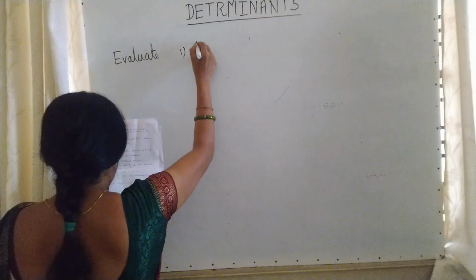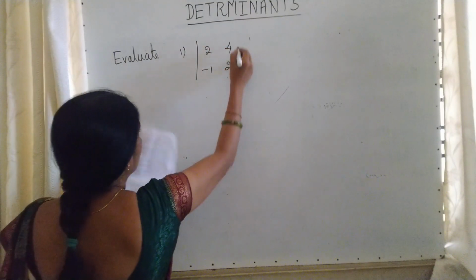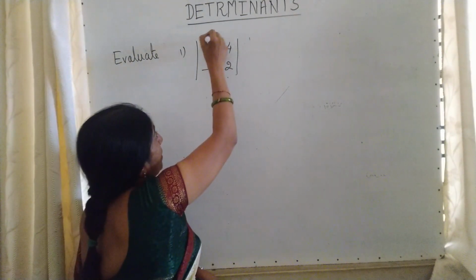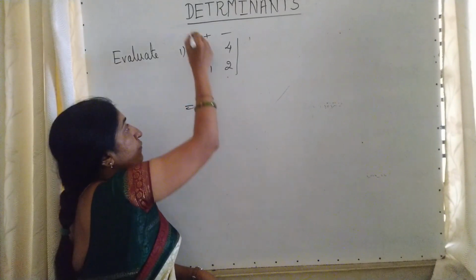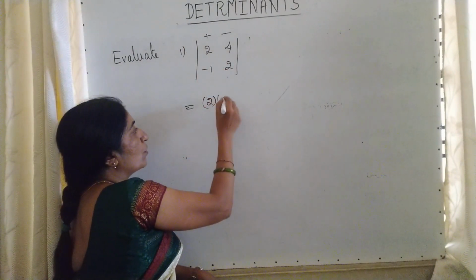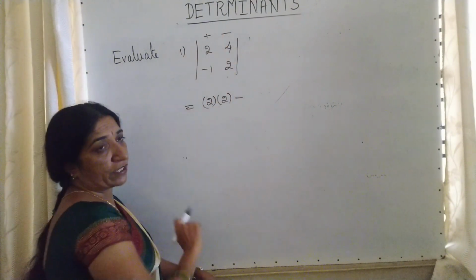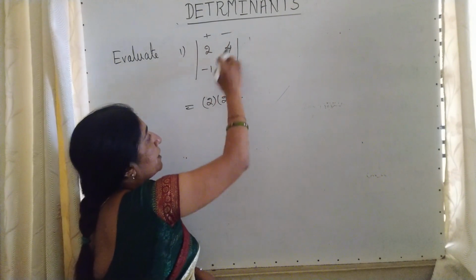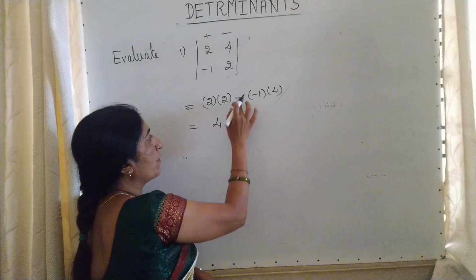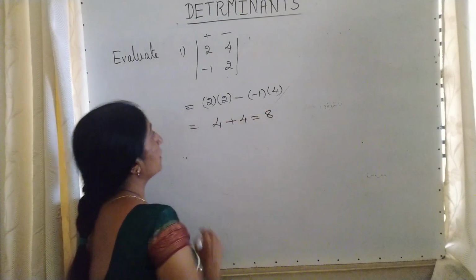First one, 2, 4, minus 1, 2. And along with you keep the pencil on the top, write down plus and minus. So first from left top to right bottom we have to multiply. 2 into 2, middle minus because of this sign. Plus means no need to write that. Write down minus, multiply these two numbers. Minus 1 into 4 is minus 4, minus into minus plus. 4 plus 4, so the answer is 8.